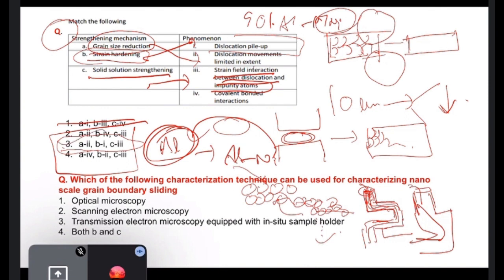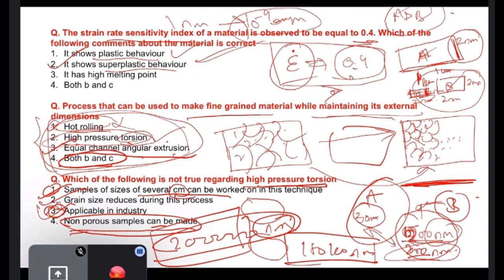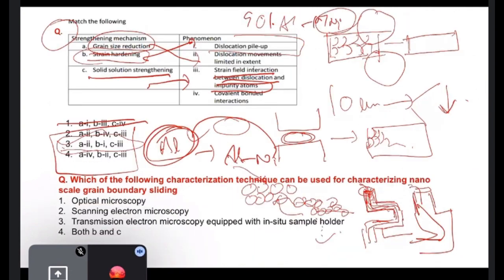Yes. Got it? I've discussed the different types of dislocation and different techniques in a previous session also. So you can see the recorded lectures and understand in a much better way. Which of the following characterization techniques can be used for characterizing nanoscale grain boundary sliding? In the last lectures, I showed you two images in which we can see the dislocation. So which was the technique I used to tell you about the grain boundary sliding?